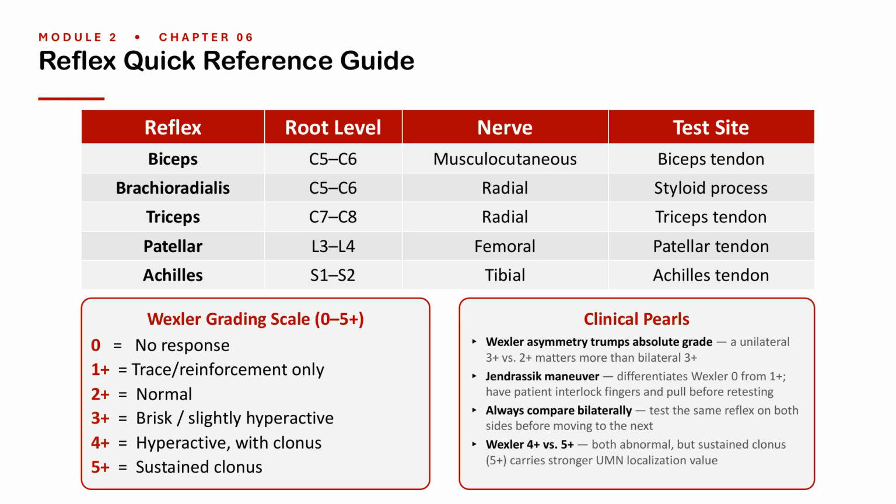Second, Jendrassik maneuver to differentiate a true 0 from a suppressed 1 plus. Always reinforce before calling a reflex absent. Third, always compare bilaterally. Test the same reflex on both sides before moving to the next. Never test all right, then all left. Fourth, grade 4 plus versus 5 plus. Both are abnormal UMN findings, but sustained clonus carries stronger localizing value. Use this slide as your bedside reference until these reflexes are automatic. At that point, you won't need it anymore.